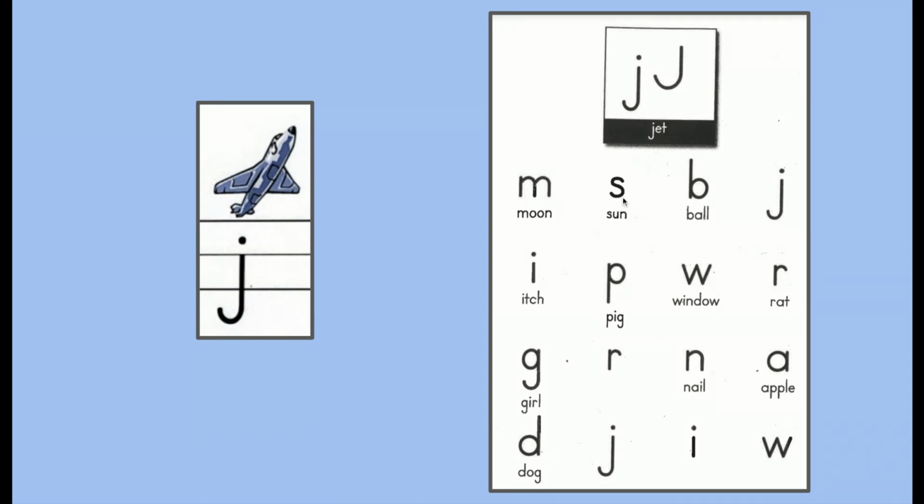Moon. Sun. Ball. Jet. Itch. Pig. Window. Rat. Girl. Rat. Nail. Apple. Dog. Jet. Itch. Window. Now let's repeat those.